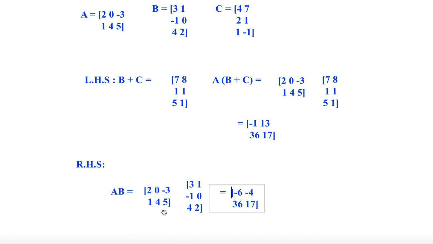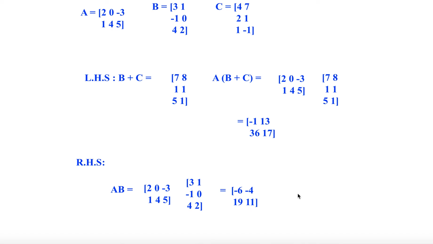What about the second row, first column element? 3 minus 4 means minus 1 plus 20, that is 19. What about the second row, second column element? 1 0 plus 10, that is 11. So AB we got. Now we have to get AC.